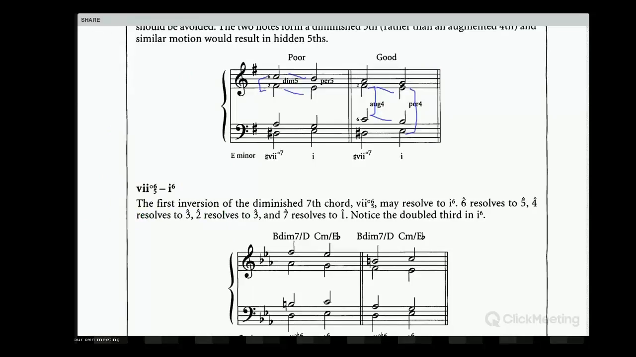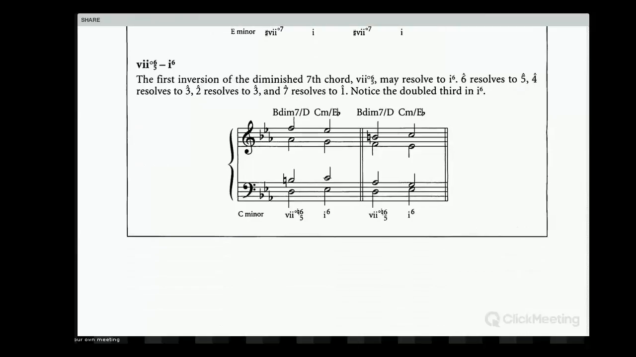Back to our textbook. Now, in particular the first number pattern, 6 to 5, 4 to 3, 2 to 3, and 7 to 1. Now that pattern will always work even if your diminished seventh chords are in a different inversion. So let's take a look at the first inversion diminished seventh chord. This is 7, 6, 5 because a third of the chord is in the bass. Let's go ahead and number all these notes.